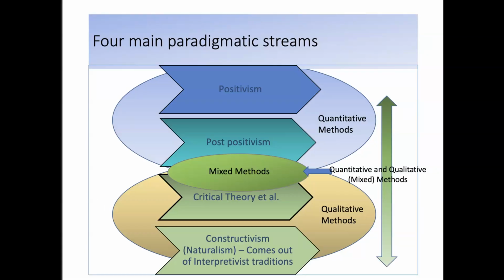Guba and Lincoln argue that as a result of this opening up, there are four major paradigmatic approaches to research. Positivism, that is, inquiry that relies on observation and quantifiable analysis to determine reality. Post-positivism, which comes out of positivism, but recognizes that truth is fallible and cannot be verified in any final sense.